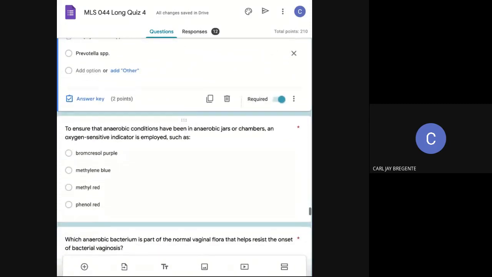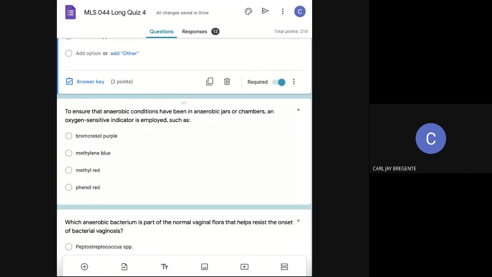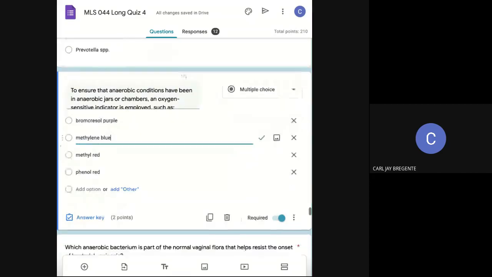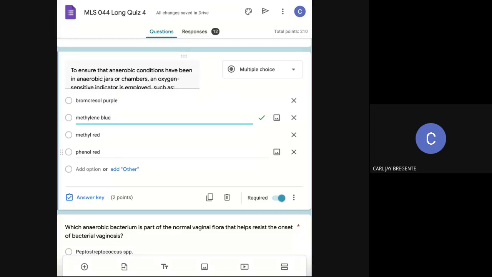To ensure anaerobic conditions in an anaerobic jar or chamber, an oxygen-sensitive indicator is employed, and the correct answer is methylene blue. If the color changes to blue, then it has been exposed to oxygen. If white, then no oxygen.